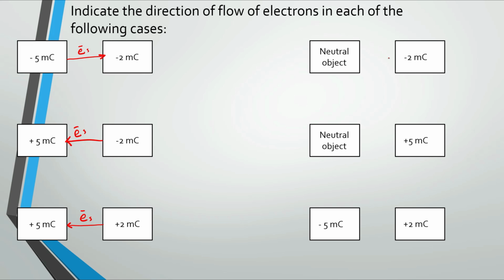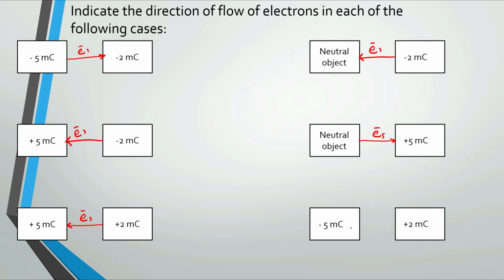Now, if we have a neutral object and an object that is negatively charged, of course the negatively charged object will release electrons to the neutral object. Neutral object and +5 millicoulombs. The direction of flow will be opposite. Why? Okay, a neutral is less positive or more negative than +5. So the electrons will flow from the neutral object to the +5 millicoulombs.